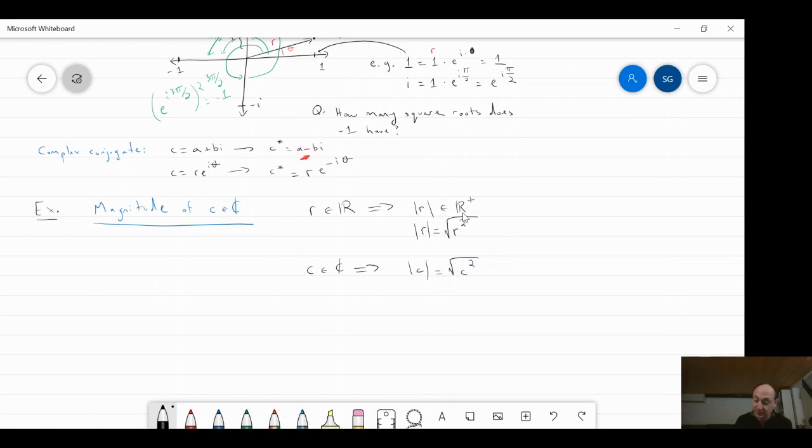So the fix here is that we need to do c times c star. If you do c times c star, you'll see that this becomes a real number, a non-negative real number more accurately, and then you can take the square root. By the way, this is equivalent to saying that this other formula is true, something that will get used throughout the course. Let's just do a quick aside.